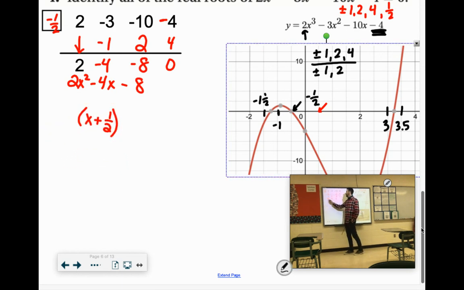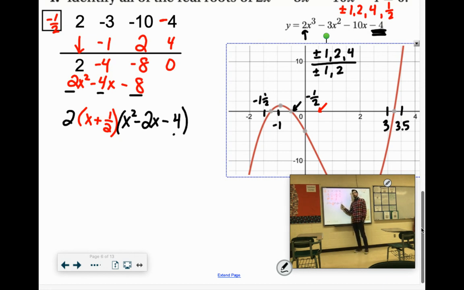Now, out of that stuff, I'm going to factor out a 2, because I see that 2 is part of all of it, which leaves us with 1x squared minus 2x minus 4. Now, are any factors of 4 2 apart from each other? No. So we have to do the quadratic formula to figure out what's going on there.